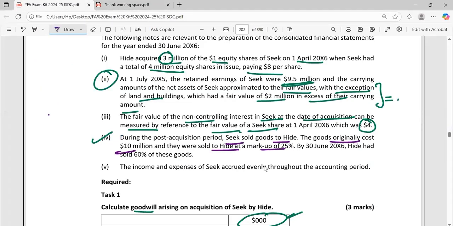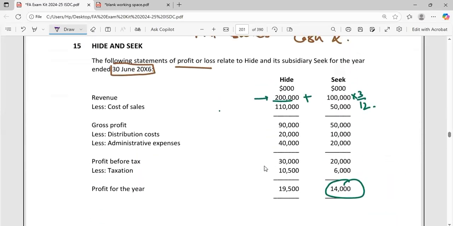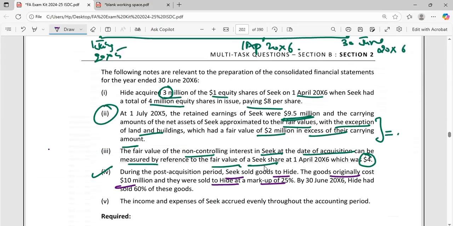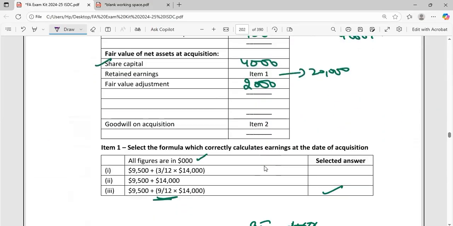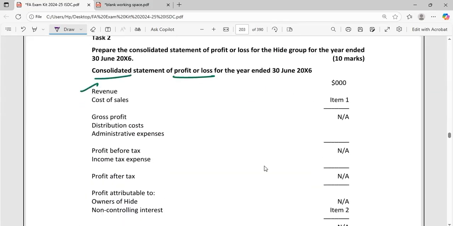So over here, I'll add 2 lakh. I will add 3 by 12 of 1 lakh and I will deduct 12,500. Okay. And when I do so, my answer would come out to be 212,500. Okay. So I'll write over here 212,500.